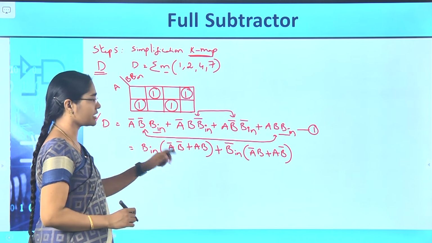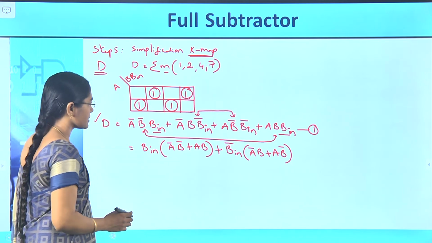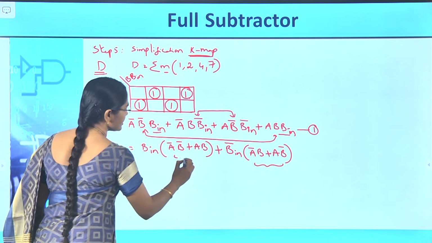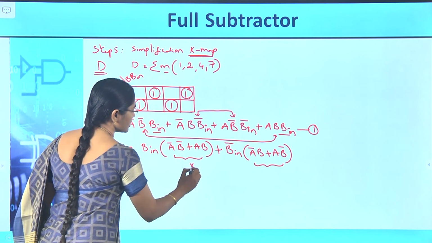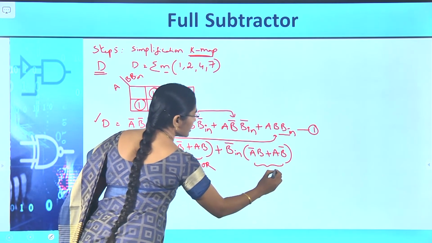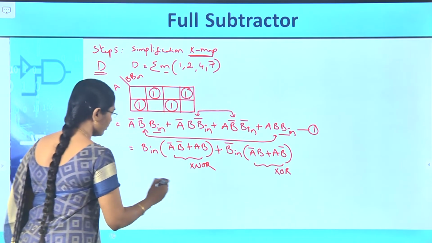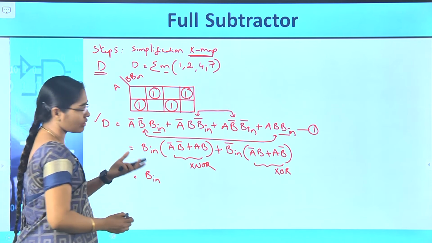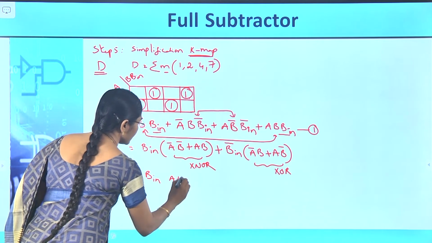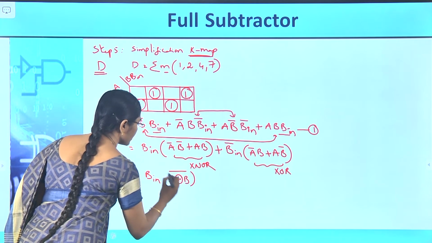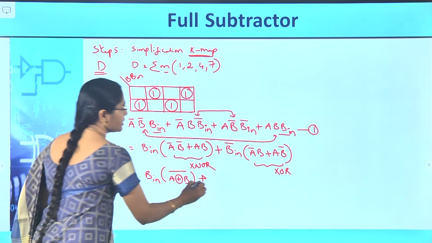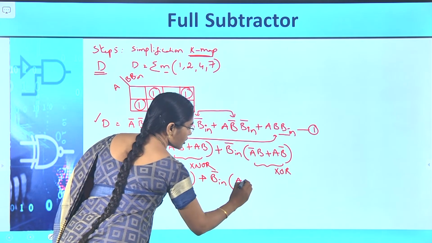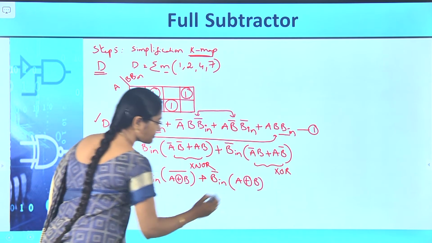Okay, for that we are just rewriting those 4 minterms like this. Now, how can we write this? This is equal to A XOR B, and it is equal to A XOR B. It is XOR operation. So, we will write like this: B in XOR is nothing but XOR of complement, that is A XOR B complement, plus B in bar into what is this? A XOR B, right? A XOR B directly.